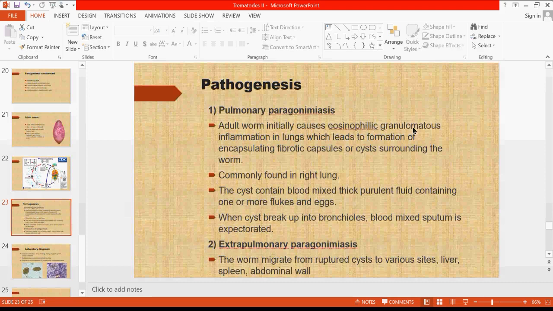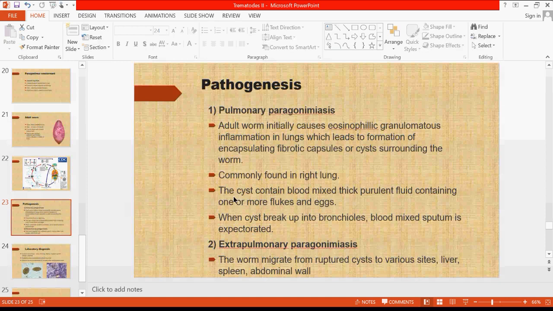So there will be a granulomatous inflammation in the lung, which leads to formation of a fibrotic capsule around the worm. A fibrotic capsule or cyst will be formed around this worm. These are commonly seen in the right lung. We don't know why it is so, because it travels through the diaphragm and all, but it is mostly seen in the right lung. These are the cystic forms of the fibrotic capsules enclosing the adult worm.